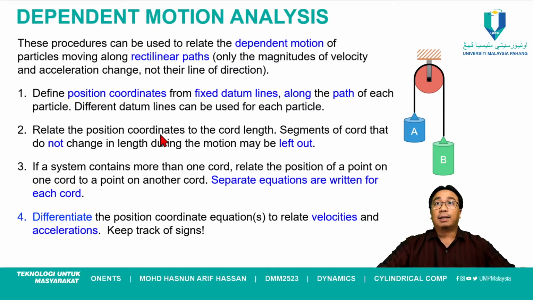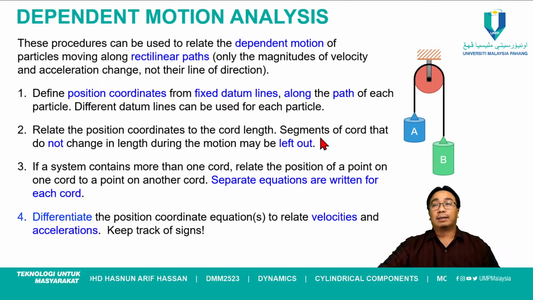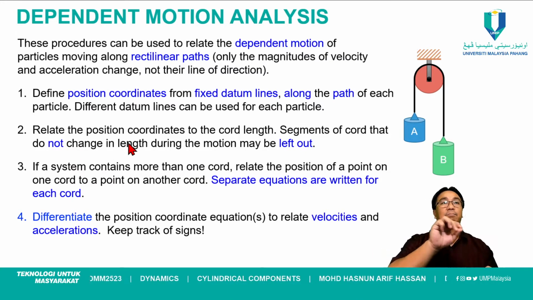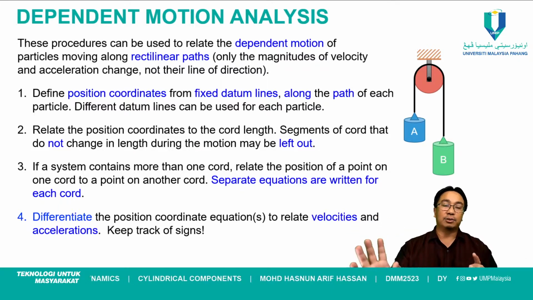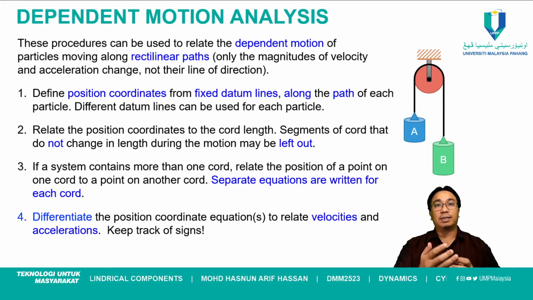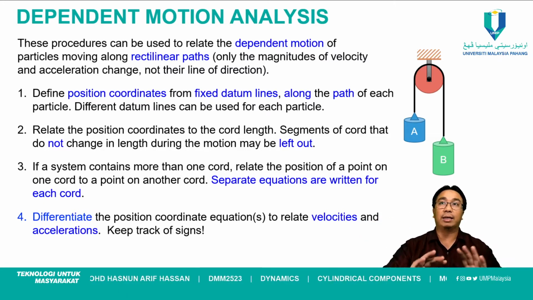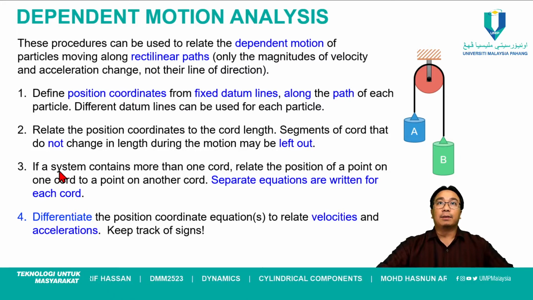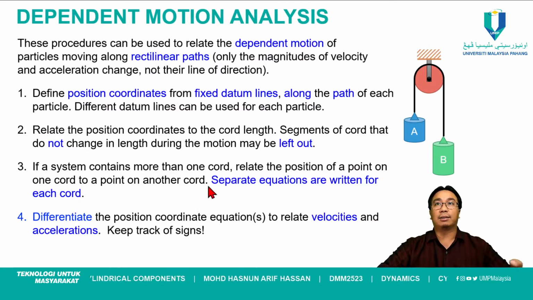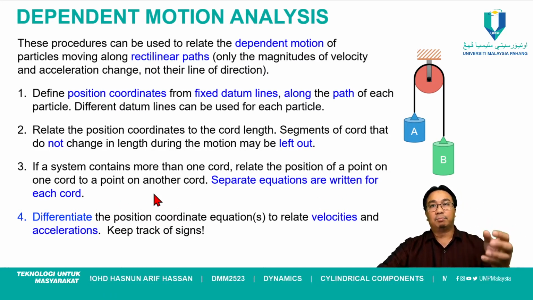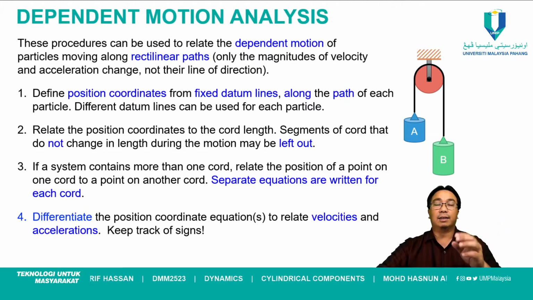Okay, where was I? Relate the position to the total length. This is the segment of chord that does not change. It means the constant segments of the chords can be left out, because when we differentiate the constant length, it becomes equal to 0. So that's why it says they can be left out, ignored, or simply removed. Okay, if a system contains more than one chord, relate the position of a point on one chord to a point on another chord. Separate equations are written for each chord. This is for cases involving many different ropes.